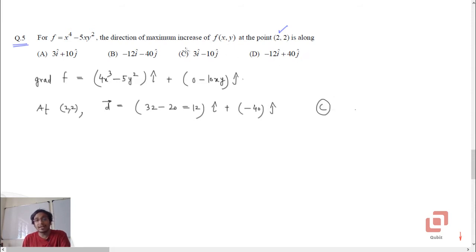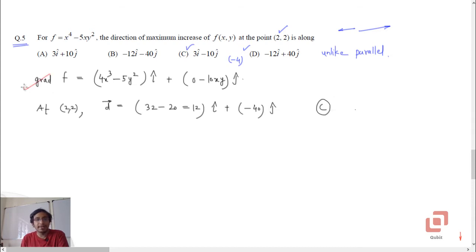Now observe that options C and D are unlike parallel vectors, because vector D is obtained when you multiply vector C by -4. Because the sign of -4 is minus, these are along the same line but they are unlike parallel. If one is along this direction then the other one is along the opposite direction. So you have to be a bit more careful now.